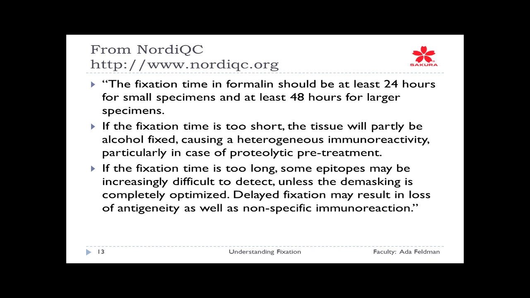Other organizations also are realizing it. NordiQC, this is a voluntary organization to help promote immunohistochemistry, actually has this on their website, all right? They want it to be at least 24 hours for small specimens and 48 for larger. And then they talk about what would happen in terms of your immuno results if the fixation is too short, you won't have uniformity, or if it's too long. In immunohistochemistry, the cross-linking step, all right, is what's responsible for antigen retrieval having to be done.